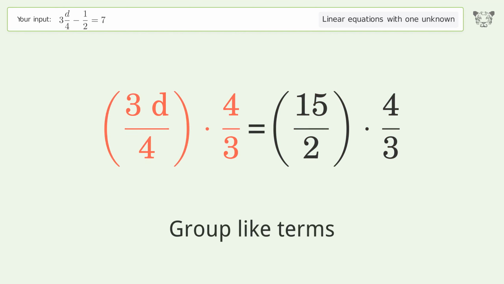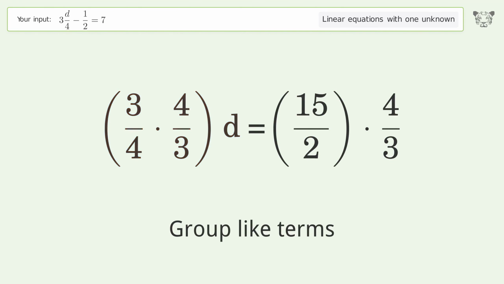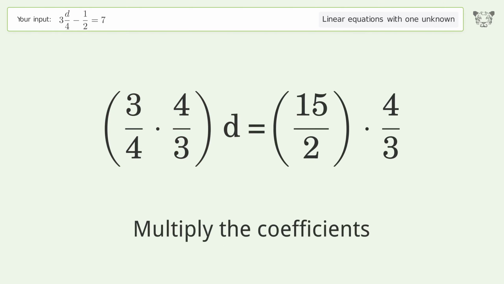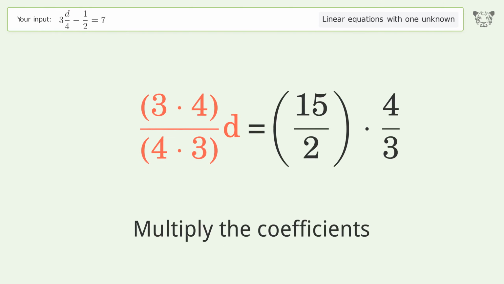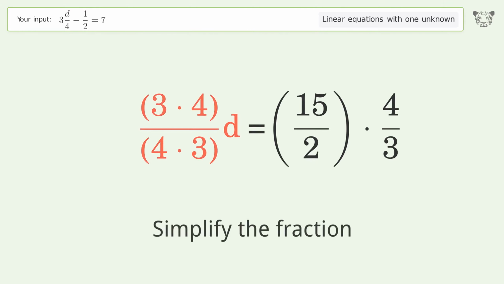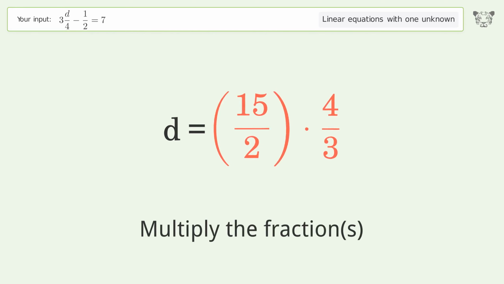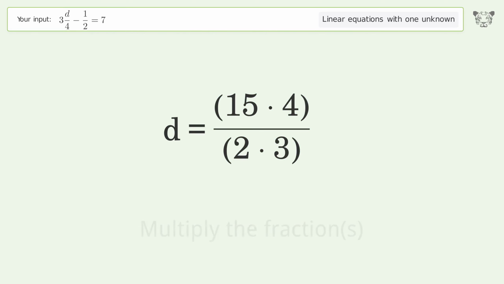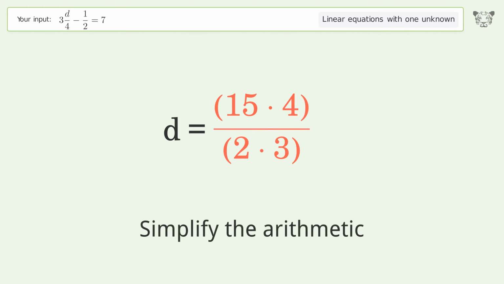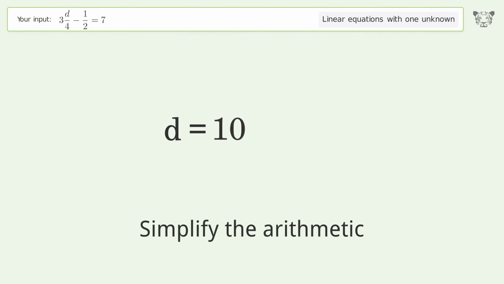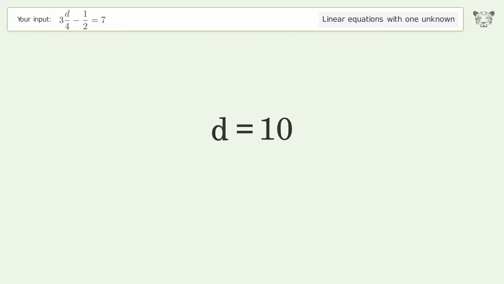Group like terms. Multiply the coefficients. Simplify the fraction. Multiply the fractions. Simplify the arithmetic. And so the final result is d equals 10.